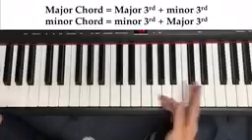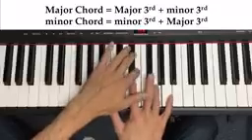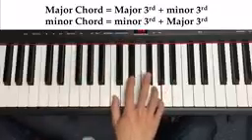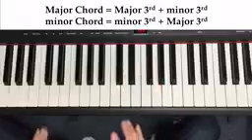To play a minor chord, it's the reverse. You have a minor third, which has 2 notes, right? And a major third, which is 3 notes. Together, that is a C minor chord, because you have a minor third and a major third. With that knowledge, we can play different chords now.